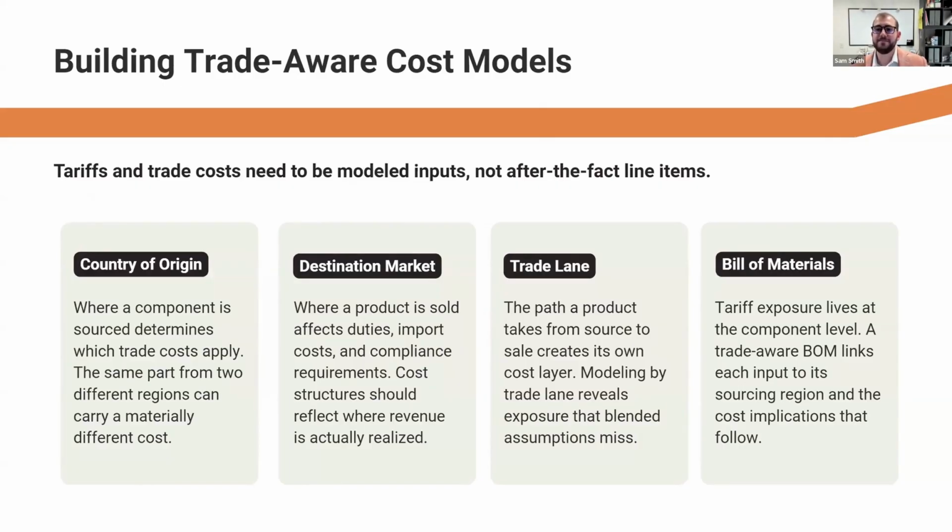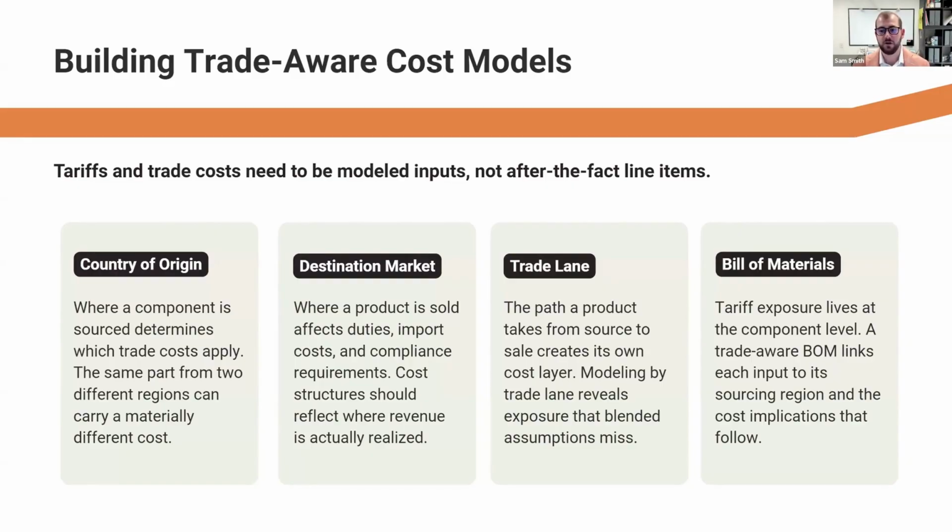The first shift we need to make is treating trade cost as a modeled input rather than an adjustment that we make after the fact. Most of us have been in a situation where a tariff changes and the response is to go find the affected line items and manually update them. That works once, maybe twice, but it doesn't work when conditions are constantly changing, and it definitely doesn't work when someone needs answers within 24 hours notice.